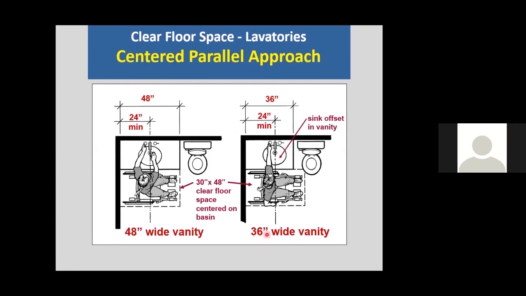Common requirements in the A and B bathrooms. They both require a clear floor space at the vanity that is centered on the sink for a parallel approach. You can provide a forward approach, but you have to provide knee space, and you can use removable base cabinets. This is to show you two things. If I'm doing a parallel approach at the sink and I have to center my clear floor space on the sink, I need at least 24 inches off the wall. If I want a smaller vanity than 48 inches, I can do that, but I need to offset the sink so I can get it centered at the clear floor space.